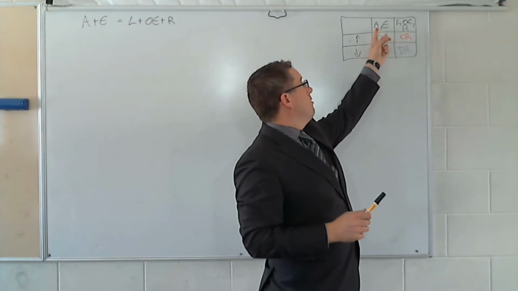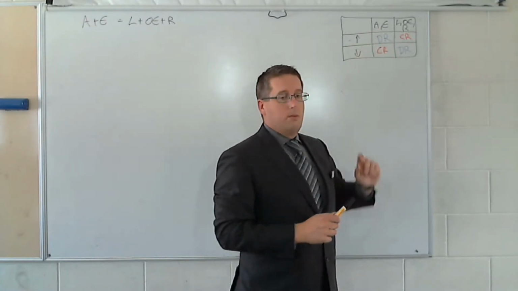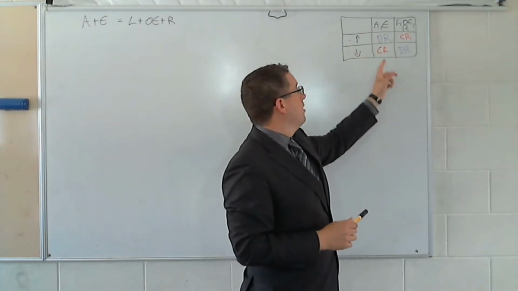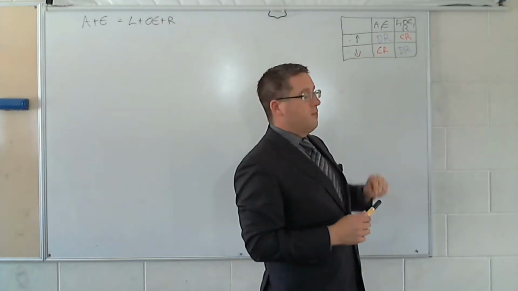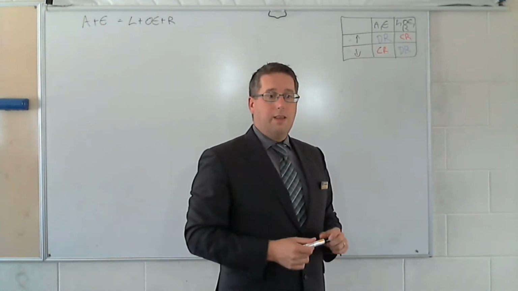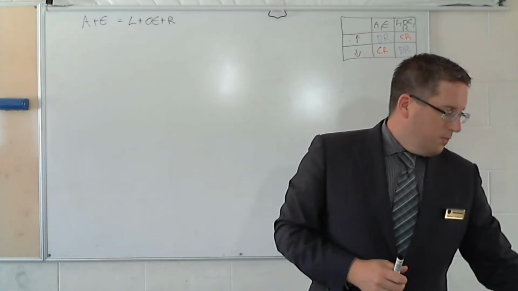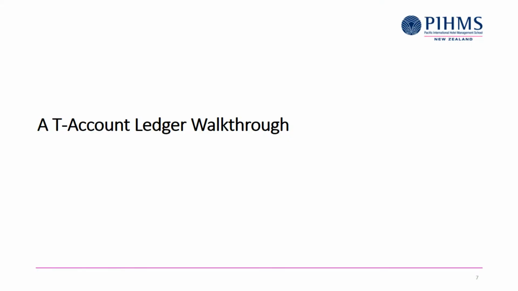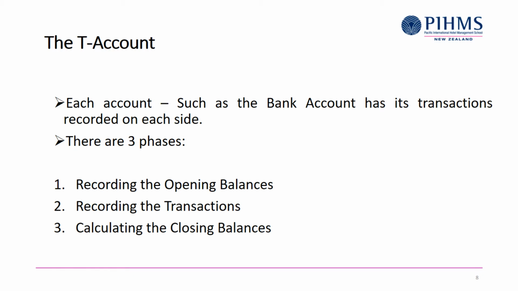So, assets and expenses are going up, then we're going to need a debit. Assets and expenses going down, you're going to need a credit, and the inverse applies to the other side. So, we're going to be doing a bit of a walkthrough. Now, there's going to be 3 phases when you go through the T accounts.